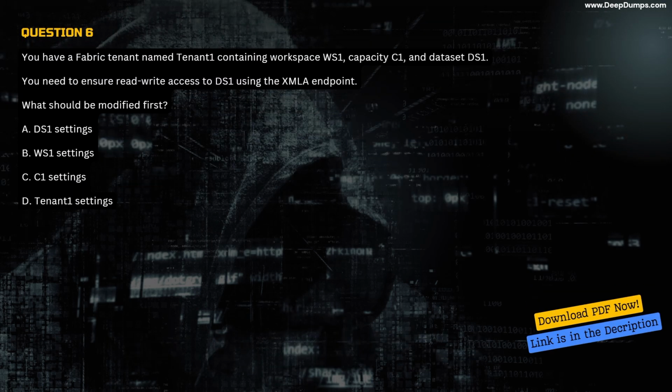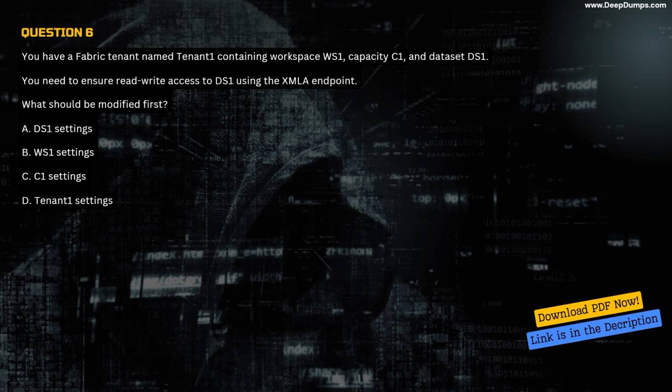Question 6. You have a Fabric tenant named Tenant1 containing workspace WS1, capacity C1, and dataset DS1. You need to ensure read-write access to DS1 using the XMLA endpoint. What should be modified first? A. DS1 settings. B. WS1 settings. C. C1 settings. D. Tenant1 settings. Correct answer C. C1 settings.